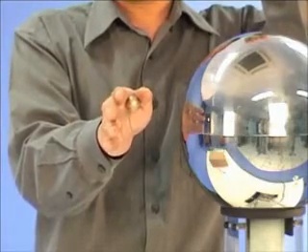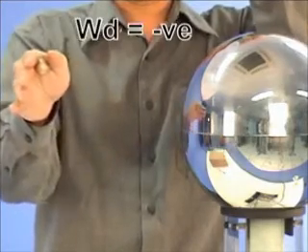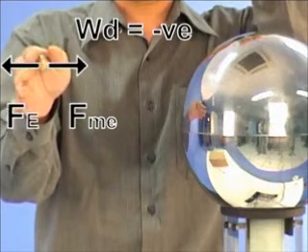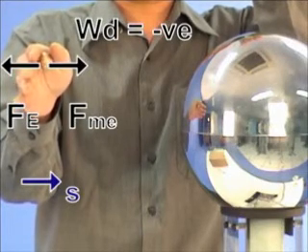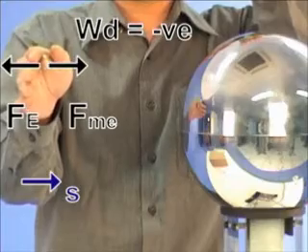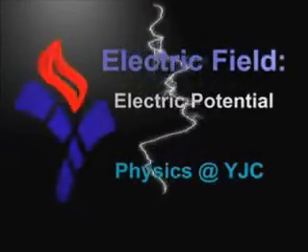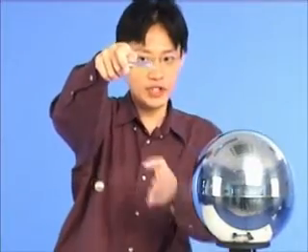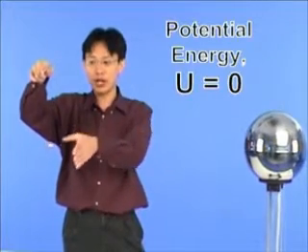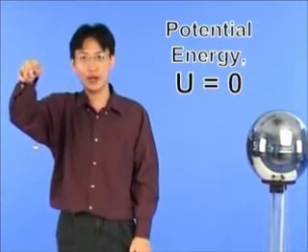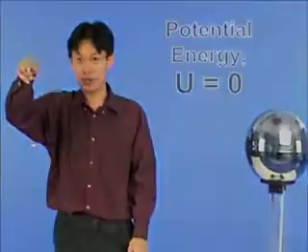Likewise, as I move the ball away, the work done is negative because the force by my hand is opposite to the direction of the displacement. As I move the sphere away from the Van de Graaff generator, we can see that the force now becomes insignificant. So we can assume that the potential energy due to the Van de Graaff generator to be zero.